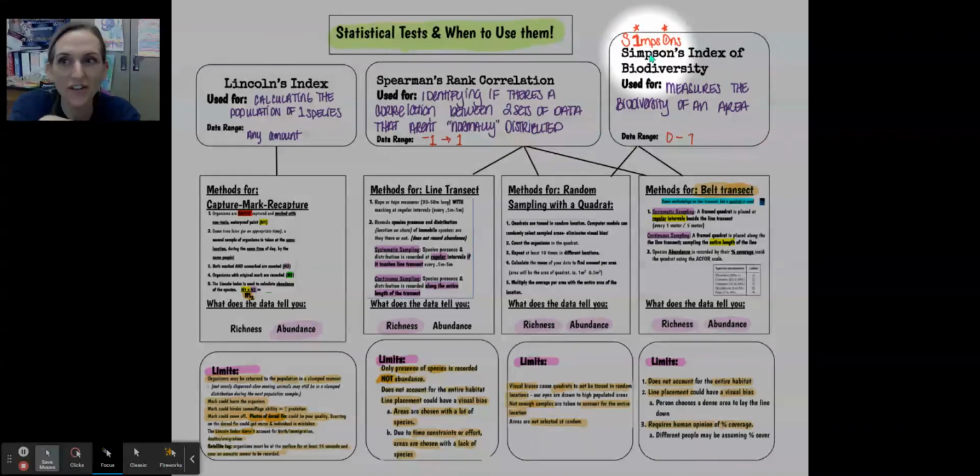Simpson's. Another teacher had said this to me at a Cambridge training: Lincoln was one man, Abraham Lincoln, one person. You use the Lincoln index to find the population of one species. With Simpson's index of biodiversity, you take into account all the species, just like the Simpsons TV show, the family, there's a lot of different people there. You look at the whole family, the whole group. So with Simpson's index of biodiversity, we're not just looking at one species. We're looking at all the species and then their abundance.